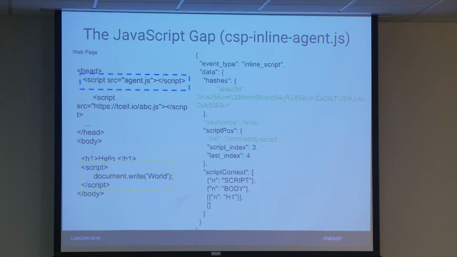And then if there's an inline script, it'll create a slightly different event, and that'll give you a SHA-256 hash of the script, as well as the location where the script is and if it has a nonce or not. And so this way you can start tracking metrics on how many inline scripts you have on your page and what percentage of them have nonces. So it's part of that phasing in the CSP policy.